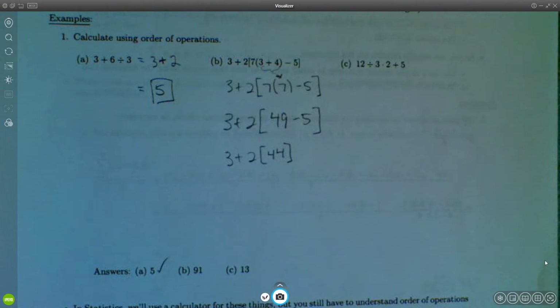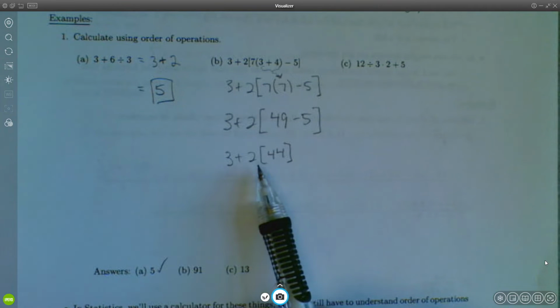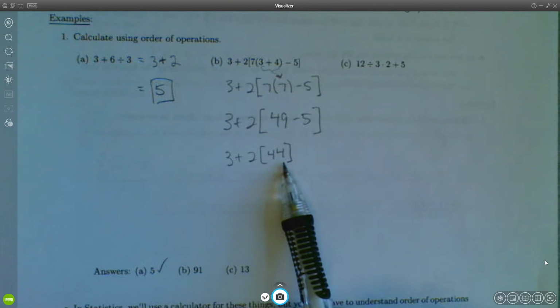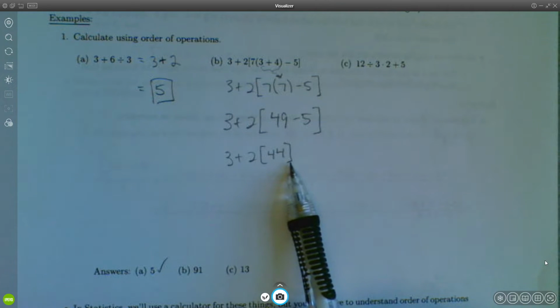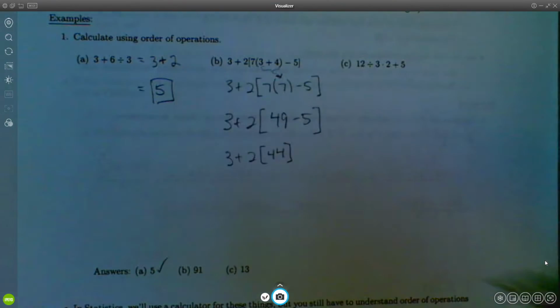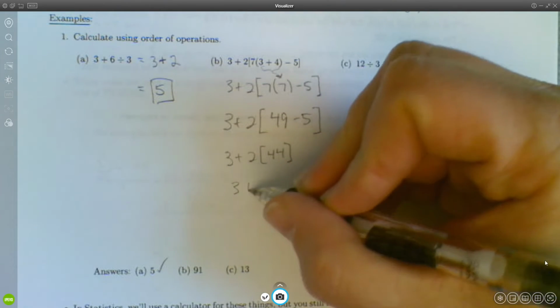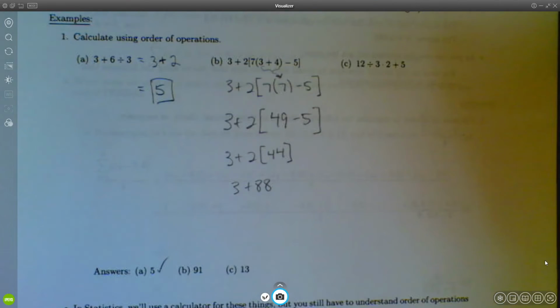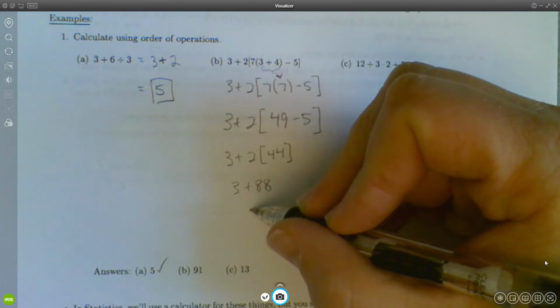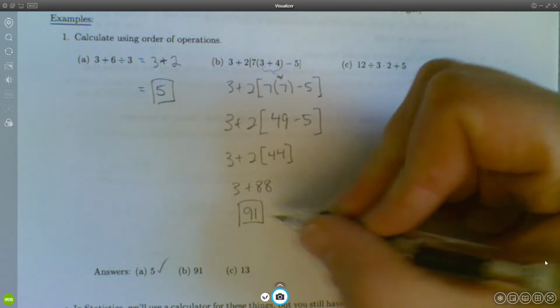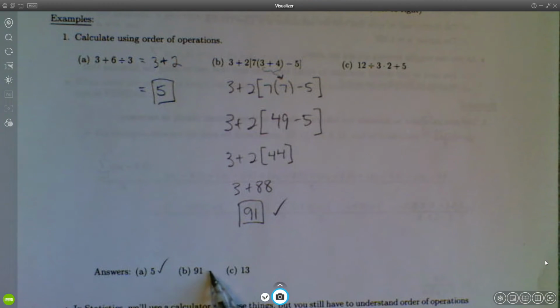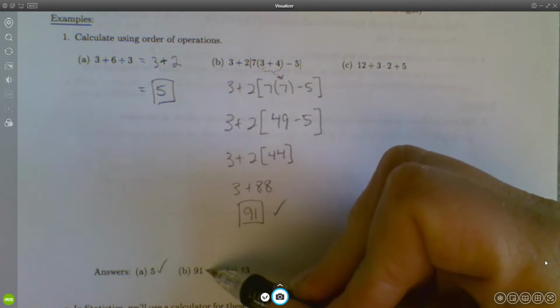So you can see I'm kind of whittling away at the problem, right? At this point, I have a 3 plus 2 times 44. So I've got to do this multiplication first. 2 times 44 is 88. So this becomes 3 plus 88. And then 3 plus 88 is 91. And that's my final answer, right? Just like this says down here.